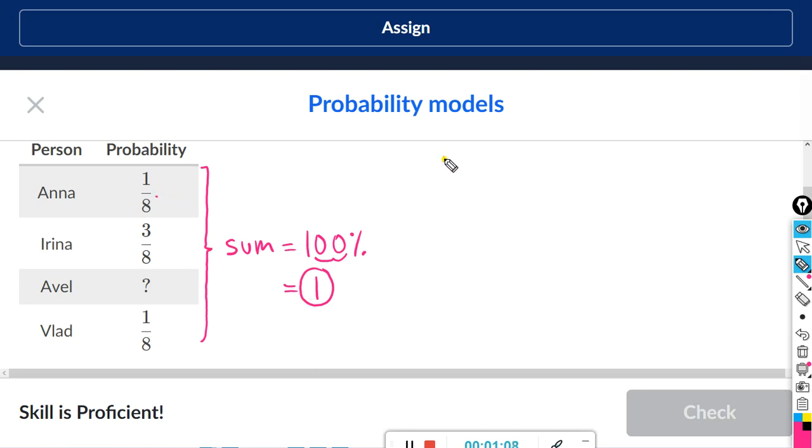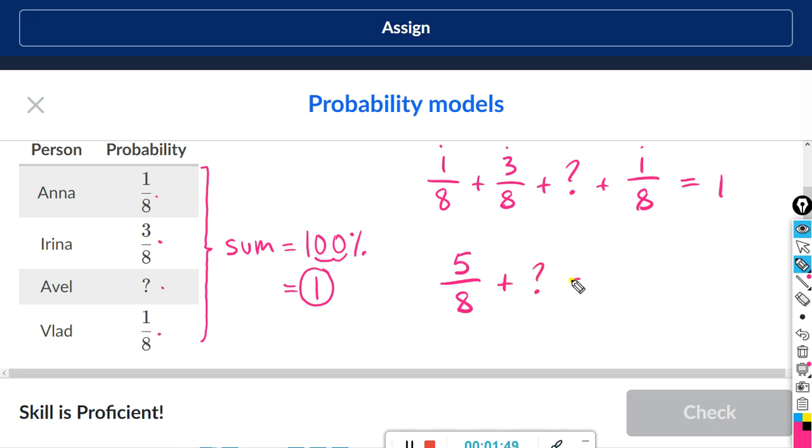We have 1/8. We have 3/8. We have the question mark. And we have 1/8. And that has to equal 1, or 100%. Luckily they gave us a common denominator. So we have 1 plus 3 plus 1, which is 5. And the common denominator is 8, plus question mark equals 1.